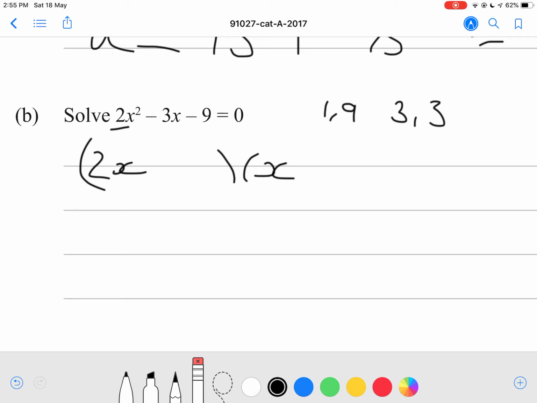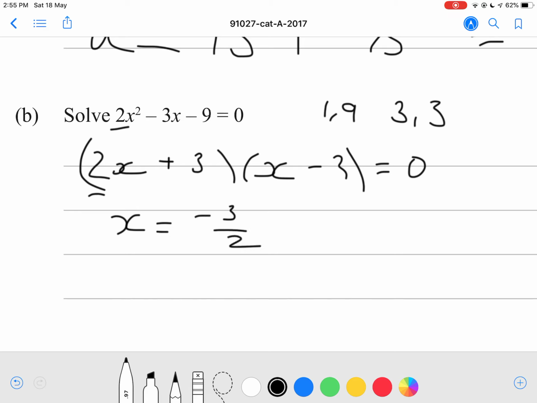So as you can see, it's -3x, and you have a 2 here. So you can say x minus 3 here. So -3 times 2x is -6x, and we have another 3, so we can say plus 3 here. So plus 3 and x is plus 3x. And if we add this together, we'll get -3x. And plus 3 and minus 3 multiplies to -9. And that equals 0. So now we know that x is equal to negative 3 over 2, or x equals 3.